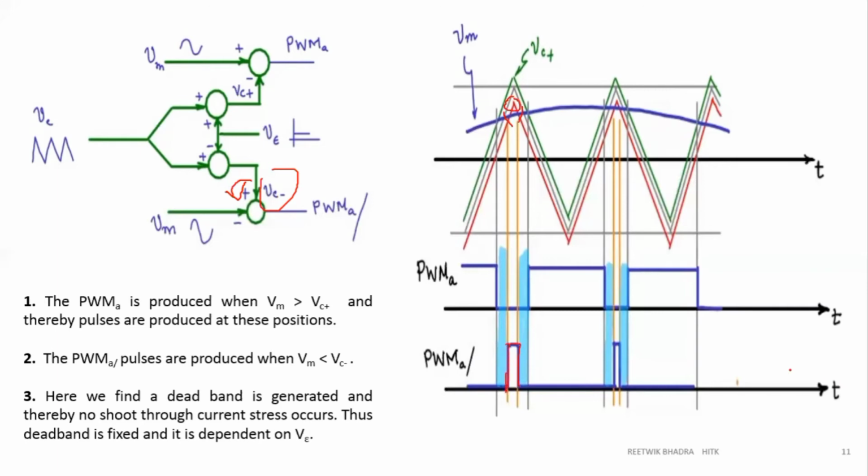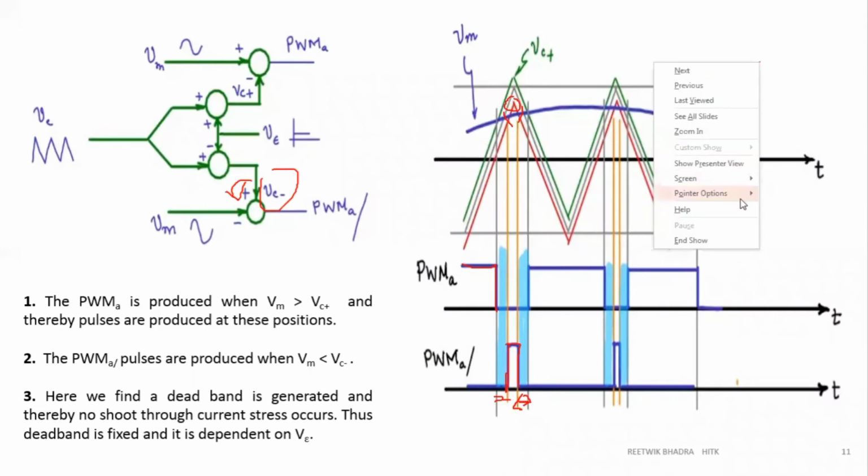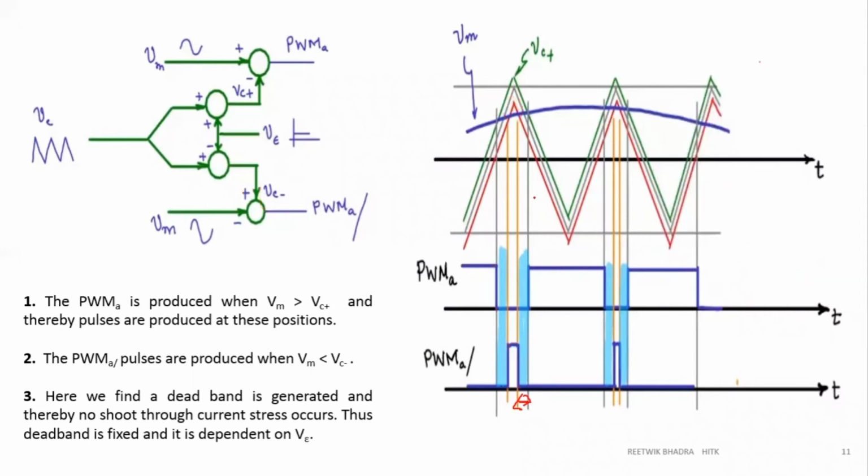So this continues over here. Now you see PWM A is off over here, and PWM A bar is turned on over here. So you can see a delay time over here. This much is your delay time. After PWM A bar is off, before PWM A starts, there is a delay time. So this is how you are giving a delay time in the sine PWM in order to avoid the shoot through or cross conduction fault. How? By including a small DC voltage, that is V epsilon.